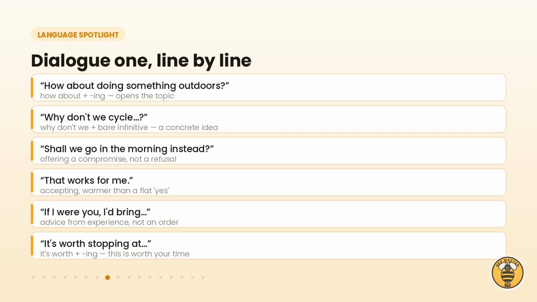Let's take that apart. How about doing something outdoors? That's how about plus the ing form, and it opens the topic without committing to anything. Why don't we cycle? Bare infinitive, and now there's a concrete idea on the table. Shall we go in the morning instead? Tom isn't refusing, he's offering a compromise, which is much easier to accept.